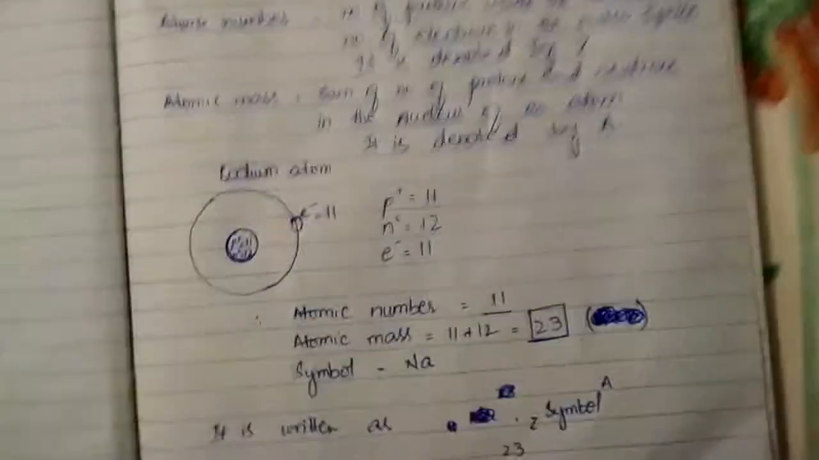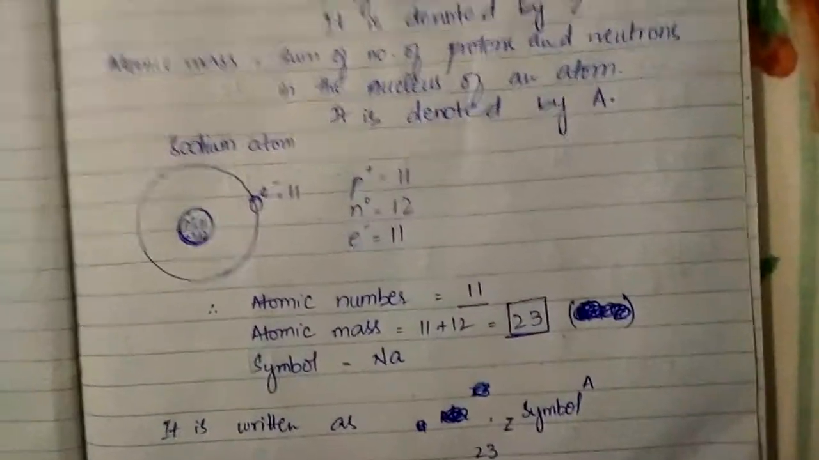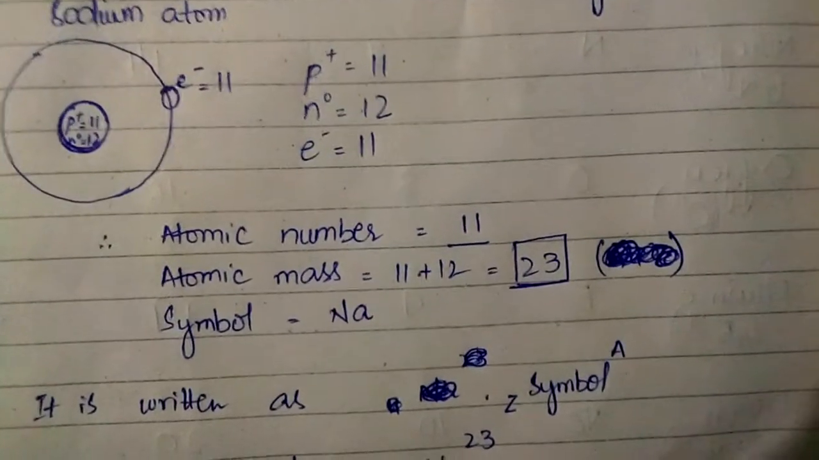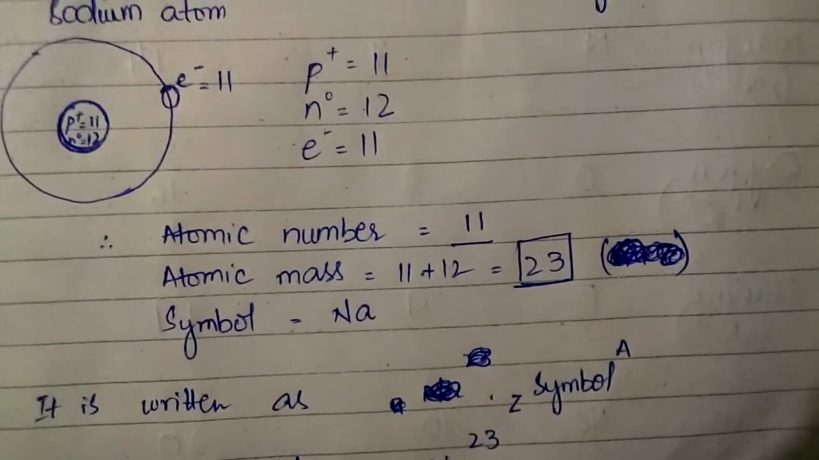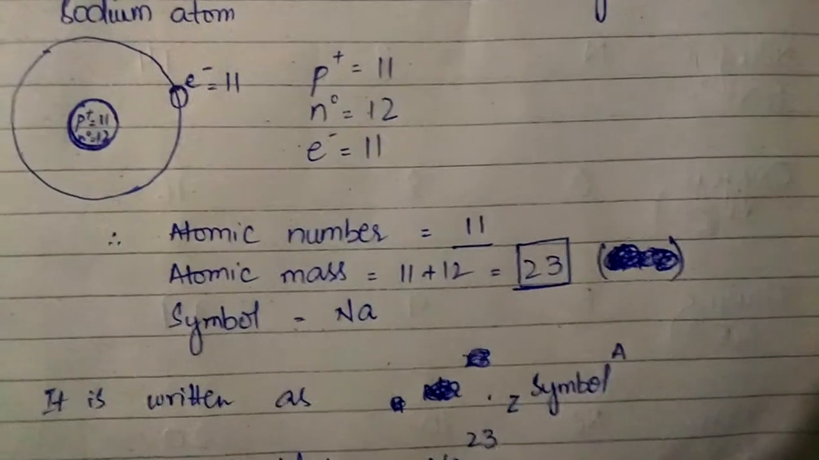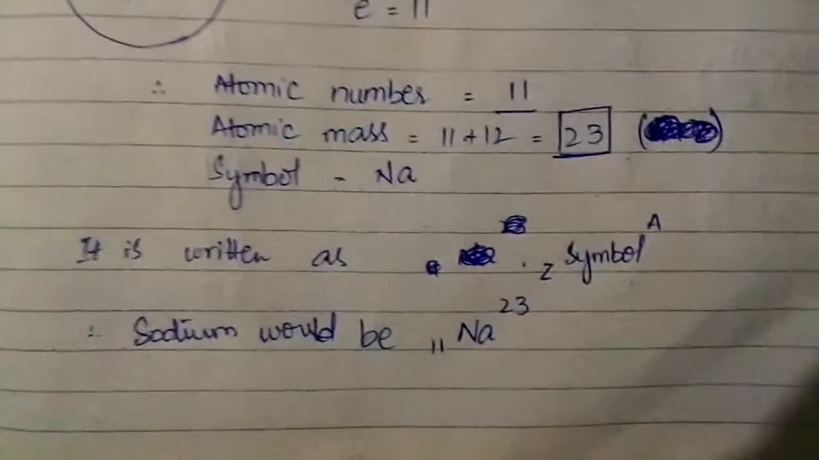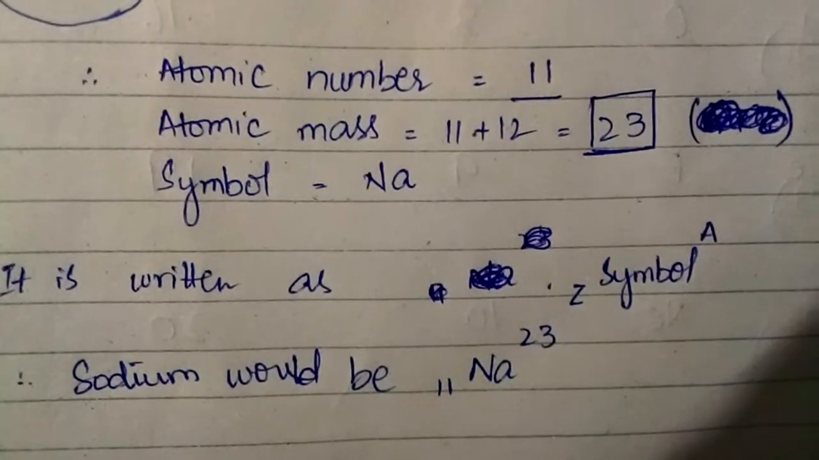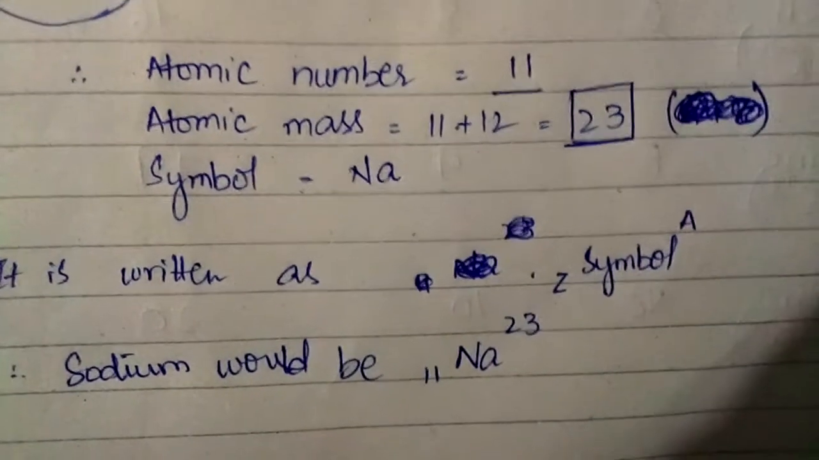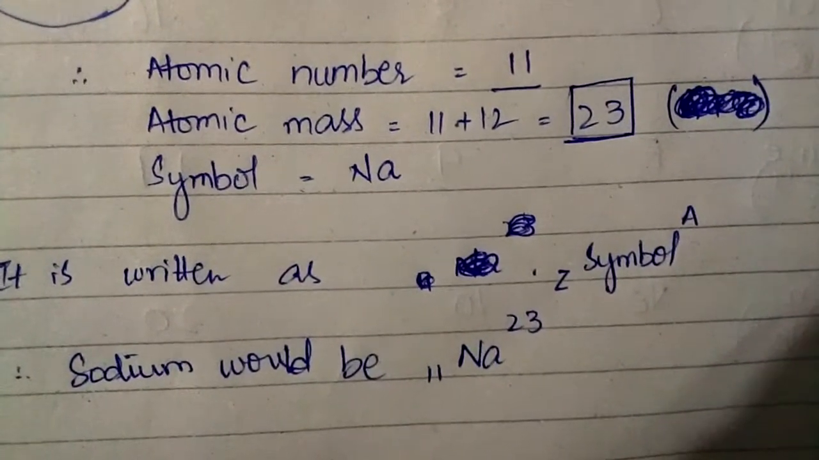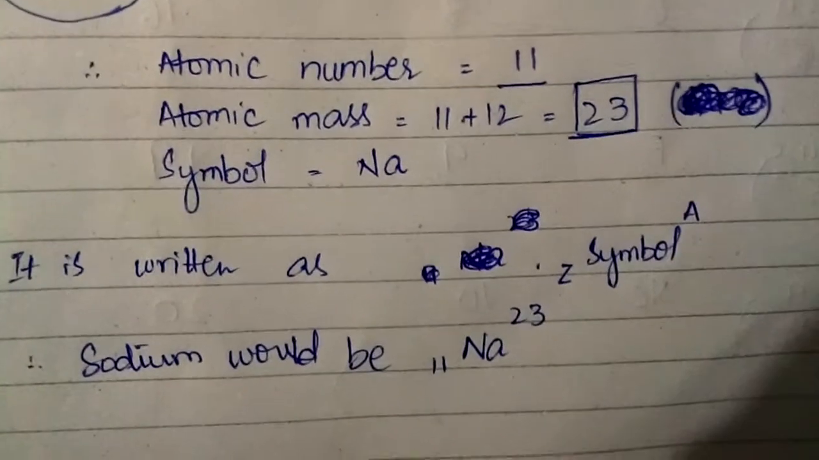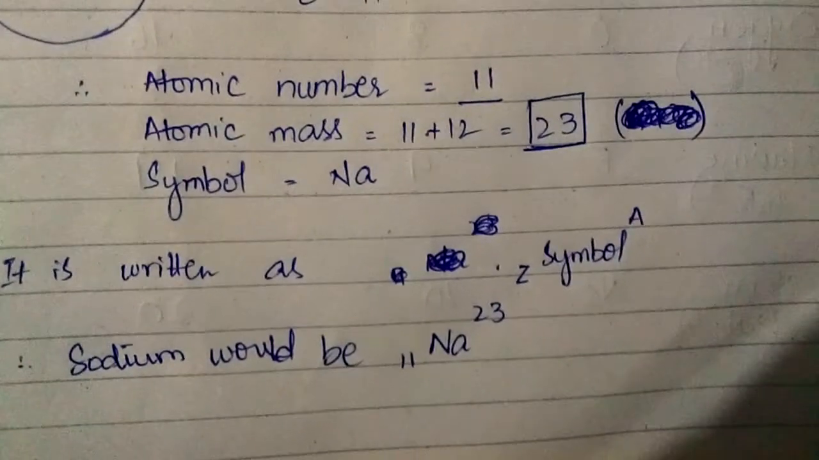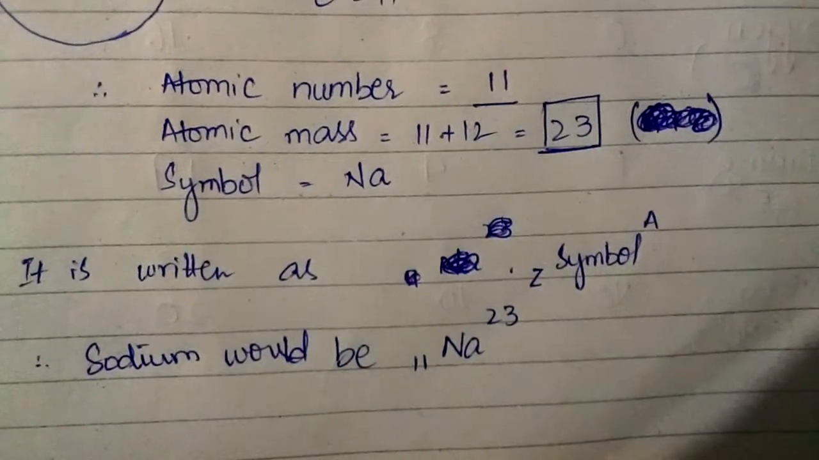So a typical element is written as the symbol of the element. The atomic number, which is denoted by Z, is on the bottom, whereas the atomic mass, which is denoted by A, is on the top. So for sodium, the symbol is Na, the atomic number, which is Z, is on the bottom, which is 11, and the atomic mass, which is A, is on the top, which is 23. So 11Na23 describes the sodium atom, which has the atomic number 11 and atomic mass of 23.